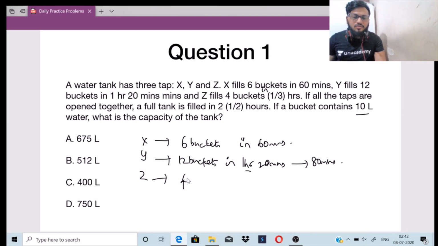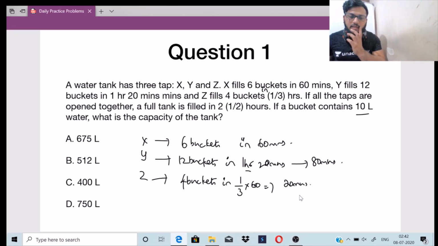Z fills around 4 buckets of water in how much time? In 1 by 3 hours. So you should take 1 by 3 into 60, so this will be 20 minutes. 60 divided by 3 is 20 minutes. So everything I have converted into minutes.